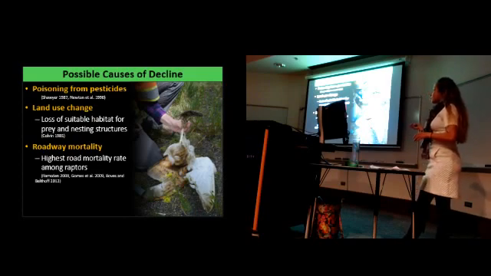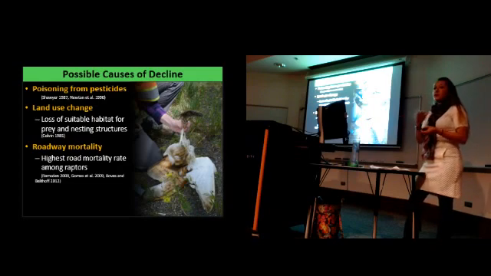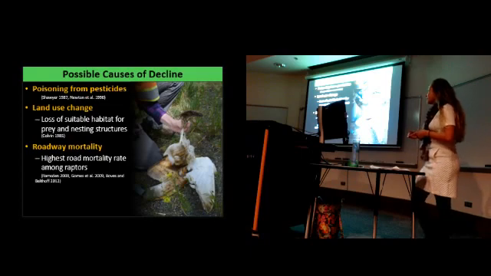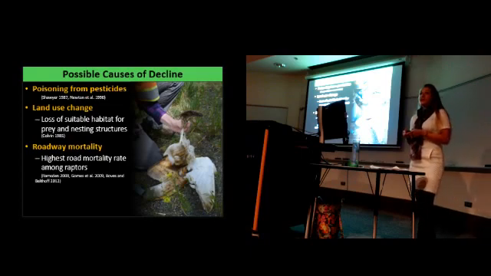Probably more common is land use change. Many of the states in the United States that have barn owls listed as endangered are in the Midwest, where lots of the agricultural fields are being converted to subdivisions and development, and that results in a loss of available hunting and prey populations, and also removes nesting structures for barn owls. Finally, roadway mortality. Barn owls suffer the highest rates of road mortality of any raptor species. And as little as a 5% increase in road mortality rates can result in a 50% reduction in the population of barn owls.